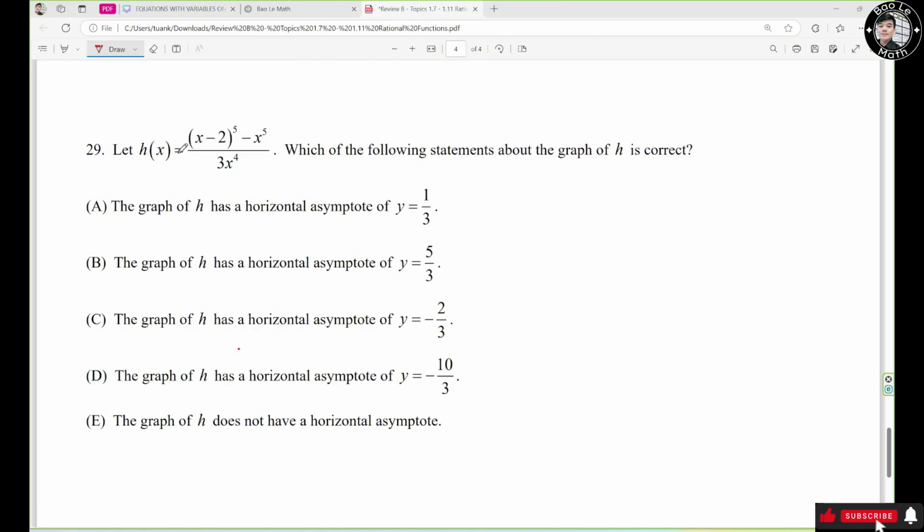Now, let's move on to number 29. Let the function h of s equal (s minus 2) to the power of 5 minus s to the 5th, over 3 times s to the power of 4.